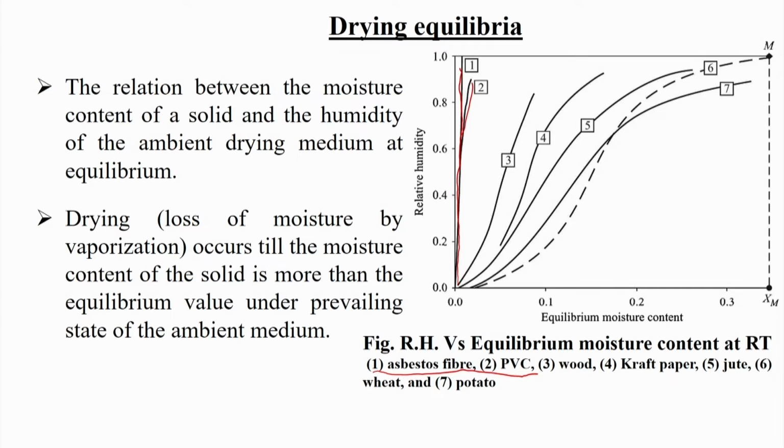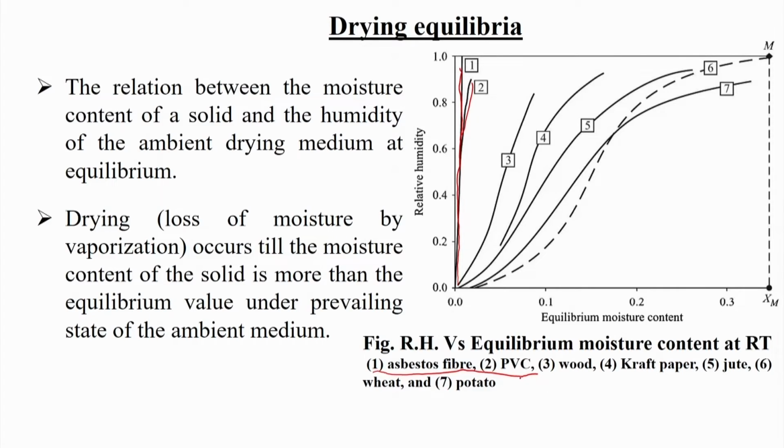We will discuss in detail the real meaning of equilibrium moisture content. Equilibrium moisture content means, at a particular operating condition, that is the temperature, pressure, and relative humidity, how much moisture will remain inside the solid that cannot be separated by any of the conventional drying processes. That is called equilibrium moisture content. For asbestos fiber and for PVC, the equilibrium moisture content is very less, about 0.001 kg per kg dry solid.